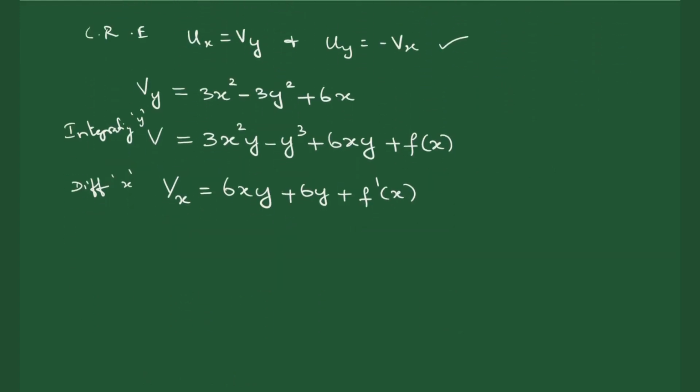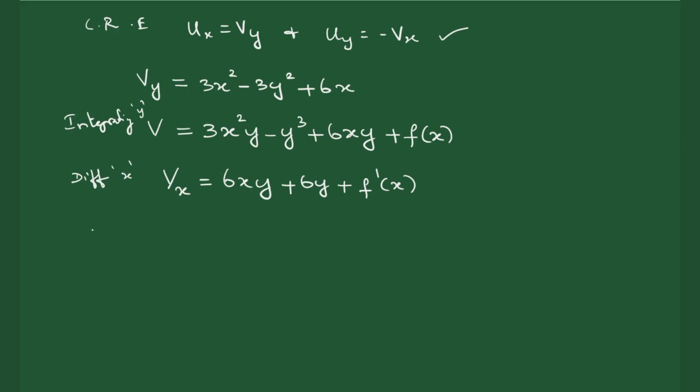So let us replace here minus 6xy minus 6y. This is Uy, but Vx is equivalent to minus Uy. So what we have to do here is include one minus here, right? This is equal to 6xy, 6y plus f dash of x. So minus into minus becomes plus, and on the left side also we have 6xy plus 6y. The right side also has the same term.